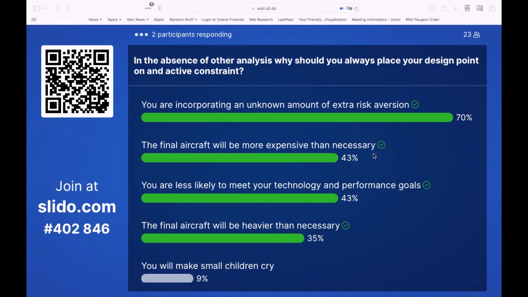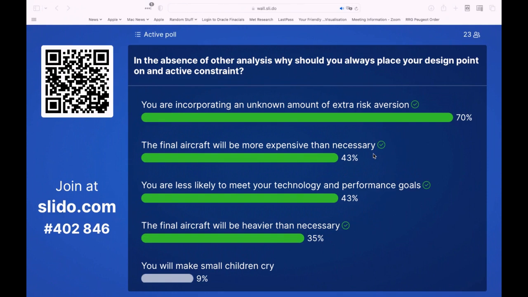These are the big ones, and they're very counterintuitive at times. Right, sir? Yeah. So you move your point down into the right in order to make your aircraft turn. If you don't do it, you will do it. Okay. You may or may not make small children cry.